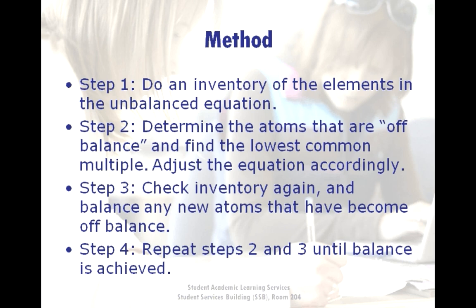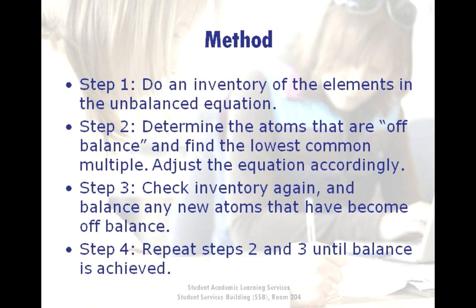Now that we understand what a chemical equation is and why the process of balancing must be performed, we can actually perform the balancing procedure. As mentioned earlier, the numbers that we will be using in our balancing procedure actually reflect the number of moles of each atom in the reaction. In order to have a step-by-step approach for balancing any chemical equation, we're going to use the following 4-step process. Step 1, do an inventory of the elements in your unbalanced equation. Step 2, determine the atoms that are off balance and find their lowest common multiple, then adjust the equation accordingly.